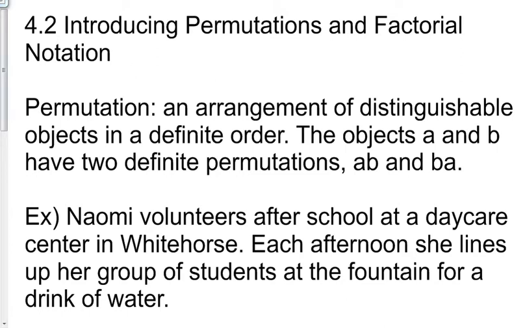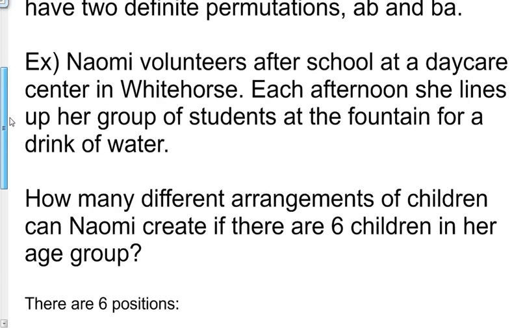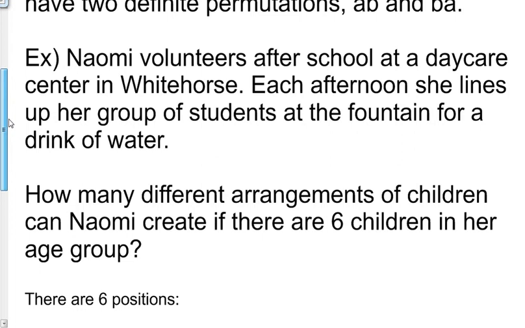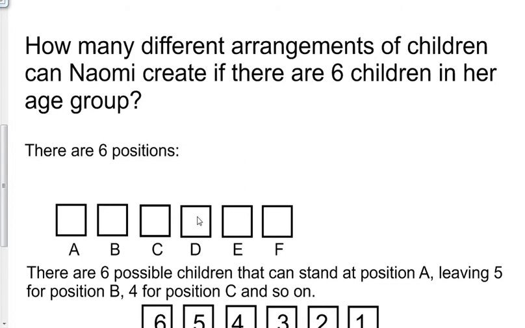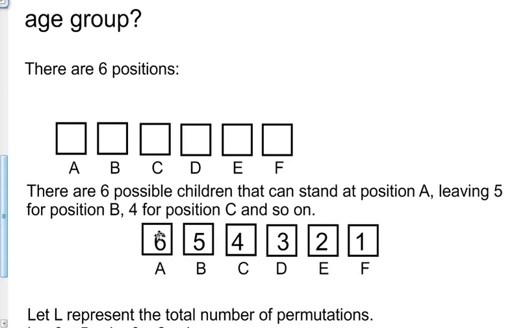Example: Naomi volunteers after school at a daycare in Whitehorse. Each afternoon she lines up her group of students at the fountain for a drink of water. How many different arrangements of children can Naomi create if there are 6 children in her age group? There are 6 positions, A, B, C, D, E, F. There are 6 possible children that can stand at position A, leaving 5 left for position B, which then leaves 4 left for position C, and 3 left for position D, and so on.